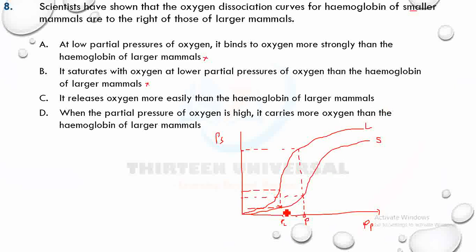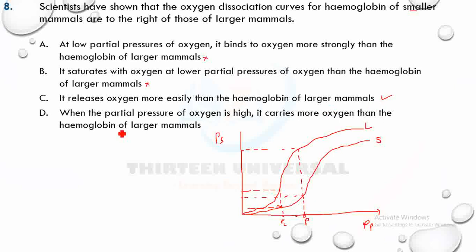See the secret. The lower the percentage saturation of hemoglobin for oxygen, the lower the affinity of that hemoglobin for oxygen, and the more readily it releases oxygen. That means it has less affinity. The higher the percentage saturation of hemoglobin for oxygen, the higher the affinity, and more likely it combines with oxygen, or less likely it releases it. So C is the answer, guys.